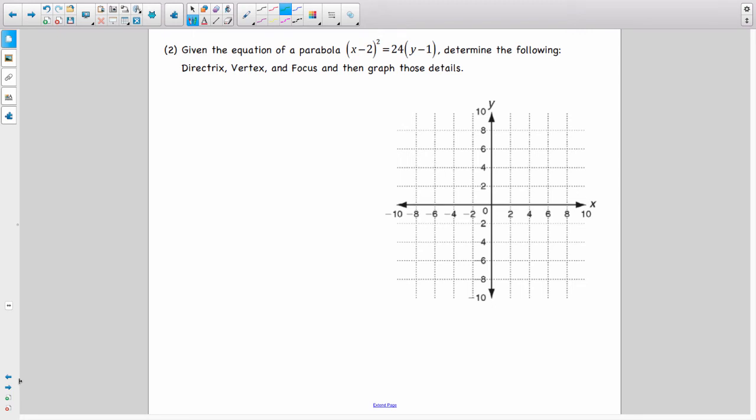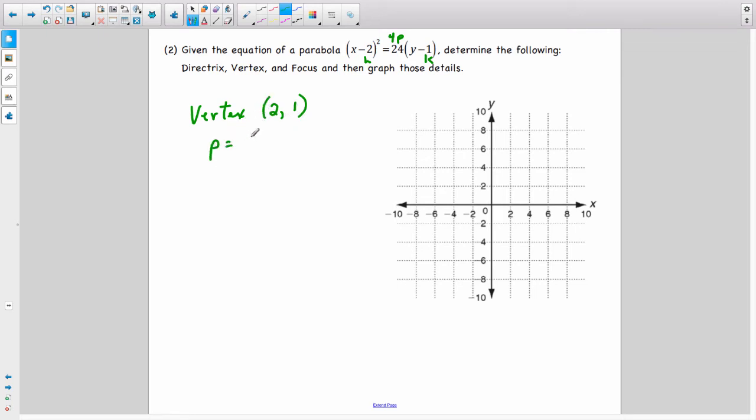Okay, this is a little more full, right? There's more stuff. Remember, this is the h, this is the k, this is equal to 4p. So let's start dissecting this. Vertex looks like 2, 1.